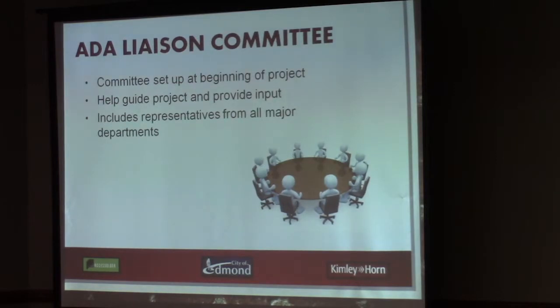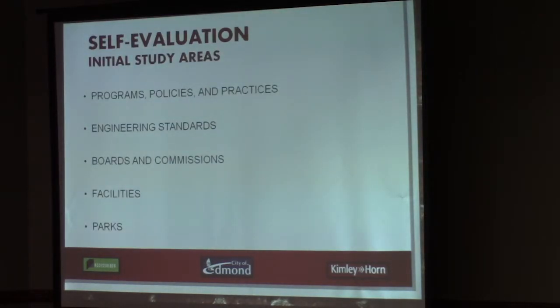Now, the liaison committee, it's very important for them to guide us. If we're going down a path and one of them feels like that's the wrong path for their department, then they speak up and we can adjust the path accordingly. So the plan is truly tailored for the city of Edmond. Okay. Now, all of the different areas that we looked at, I mentioned earlier, it's everything. There isn't anything that the city does that isn't reviewed through this process, at least to some degree, okay? So everything from their policies and practices to their standards to their buildings to their curb ramps to their sidewalks to their parks, to everything, okay?